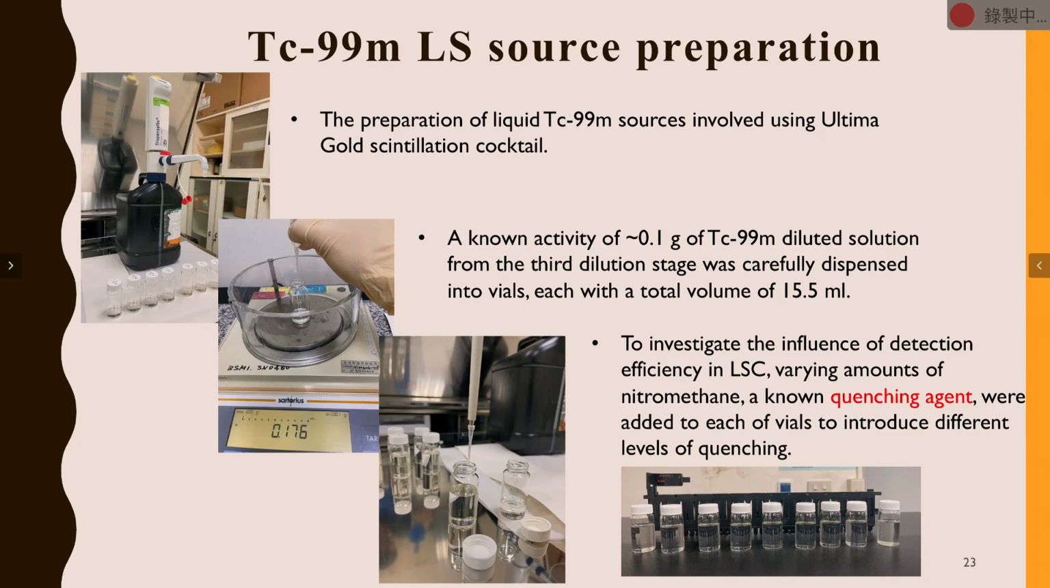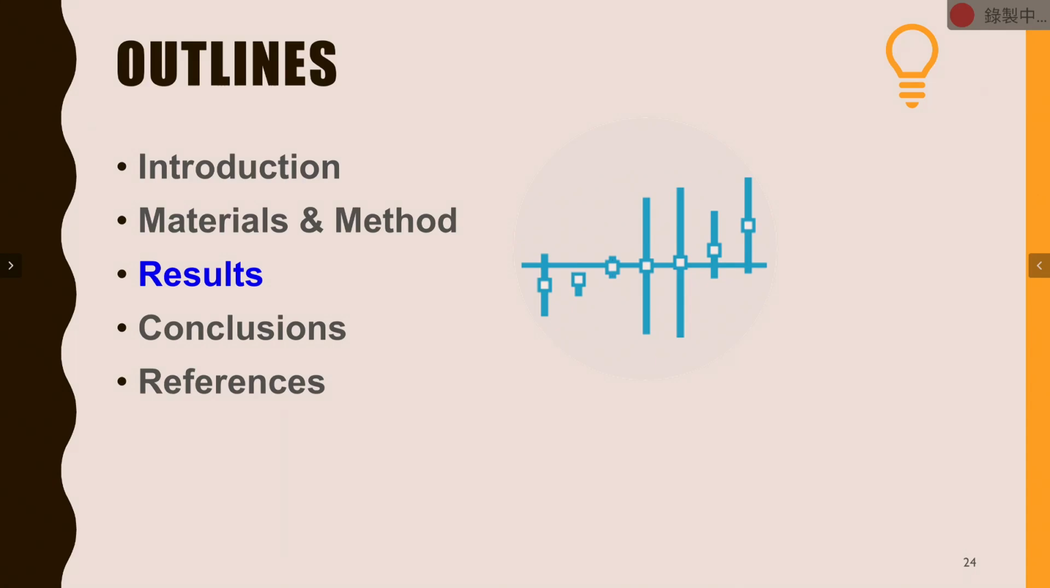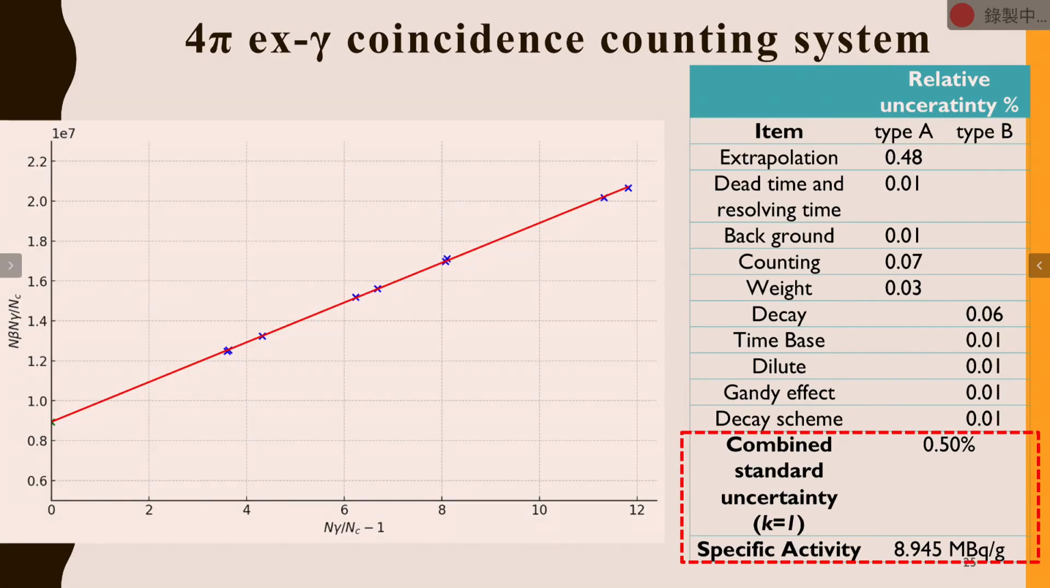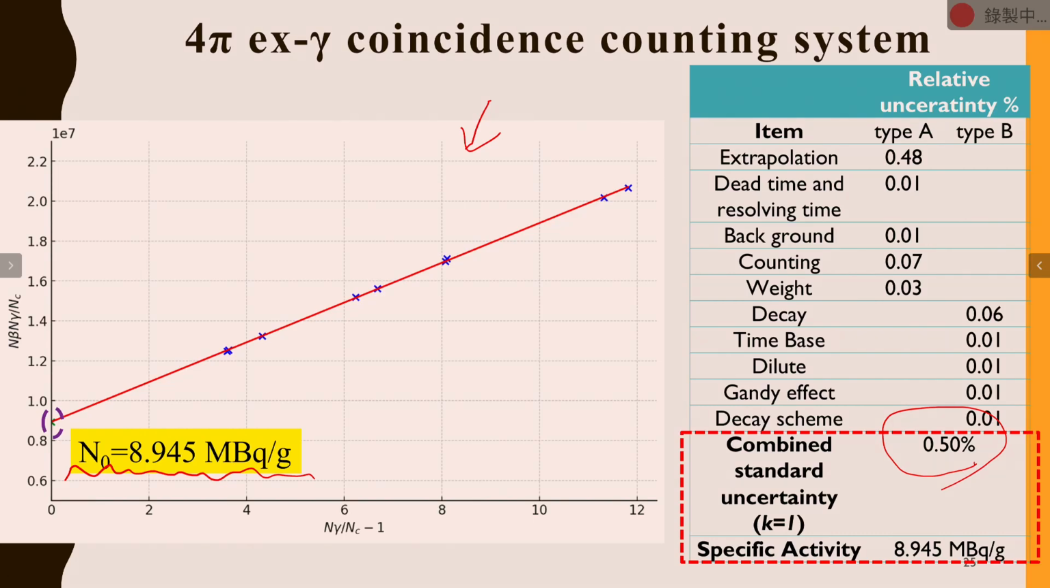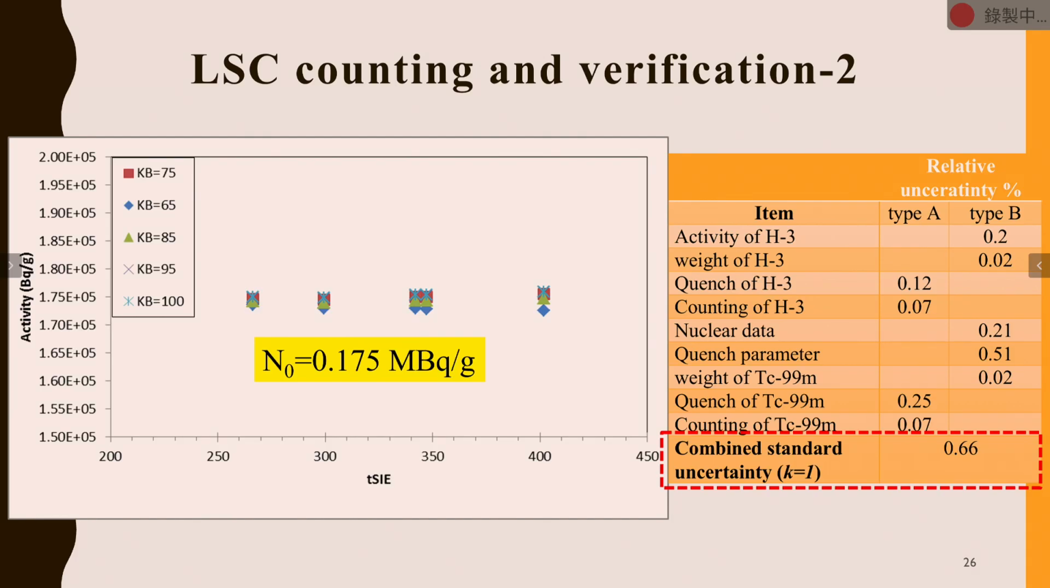And the results. For the 4πeS gamma measurement result, the figure illustrates the efficiency extrapolation method used to determine the specific activity of TC99m using the beam source. And we can see the absolute activity is here, and the uncertainty is about 0.5%. And for LSC counting, we take the average of the specific activity values obtained under different KP settings as the final result, and this is the uncertainty.